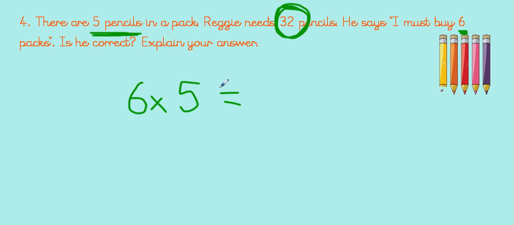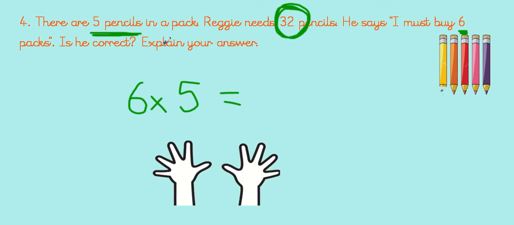6 lots of 5. Let's use our fingers. Here we go. 5, 10, 15, 20, 25, 30. Oh, 30 pencils in 6 packs. So is Reggie correct? Will he have enough pencils? No, he's not going to be correct, is he? Because he needs 32 pencils and he's only going to buy 30. Oh dear.